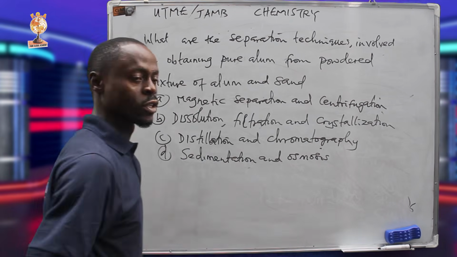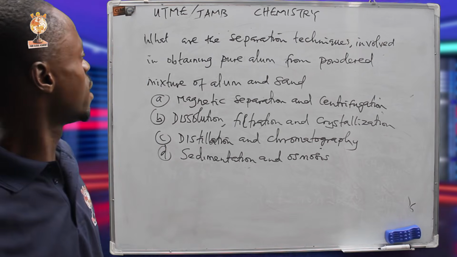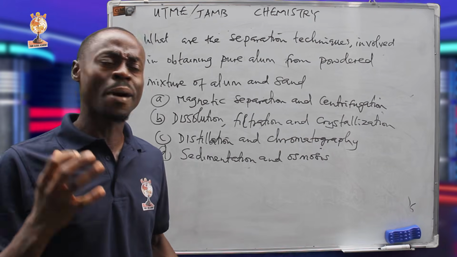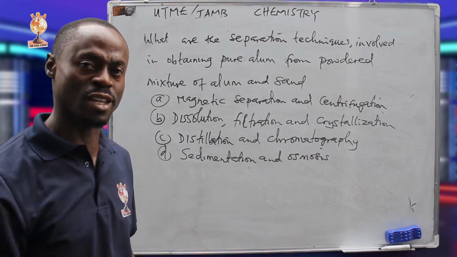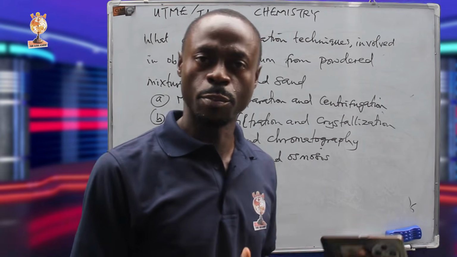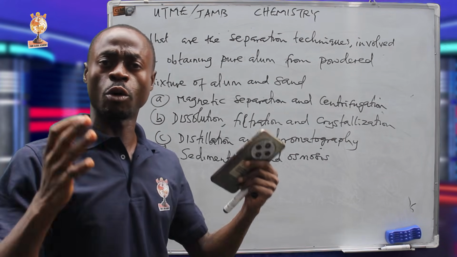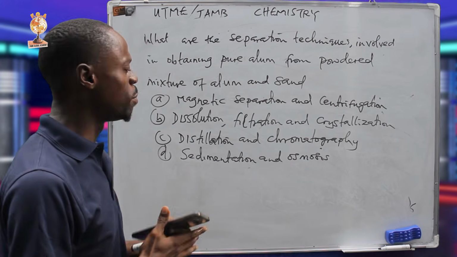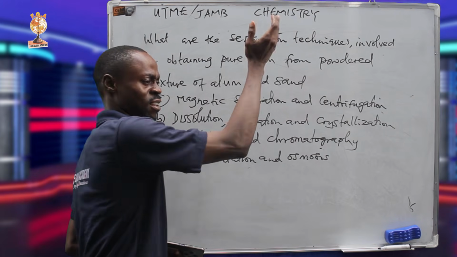All right, let's look at this question. The question says, what are the separation techniques involved in obtaining pure alum from powdered mixture of alum and sand? And of course, it's quite simple that you understand the topic this is extracted from is what we call separation techniques of mixtures. But what kind of mixture do we have here? Now we are having a mixture of alum and sand.